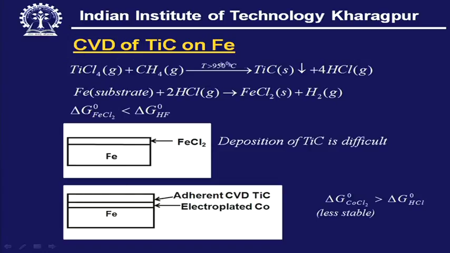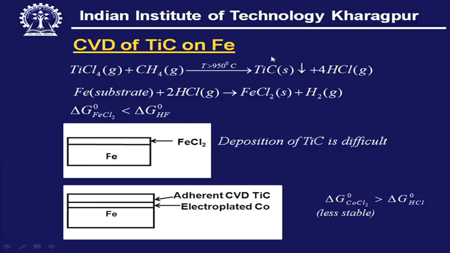This is another example of how adherence can be maintained, though by the normal process of CVD there could be non-adherence of the coating. This is illustrated by this example, titanium tetrachloride and CH4. This will give titanium carbide, and if one is interested in getting titanium carbide on the substrate surface, to augment the surface property, then we can see this HCl is also simultaneously active on this substrate surface.